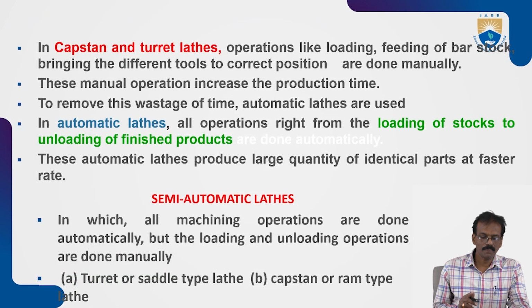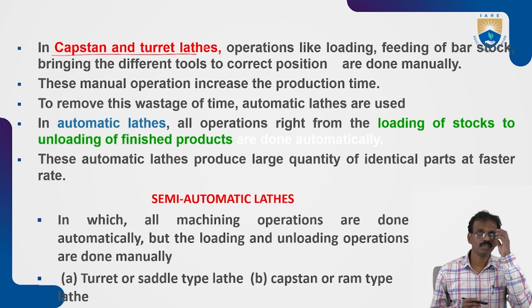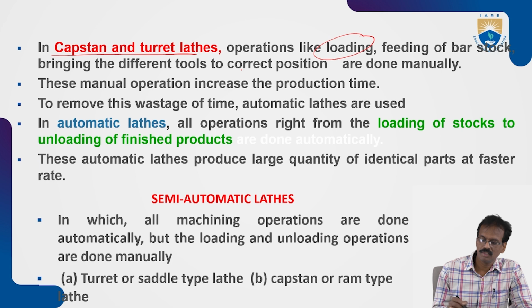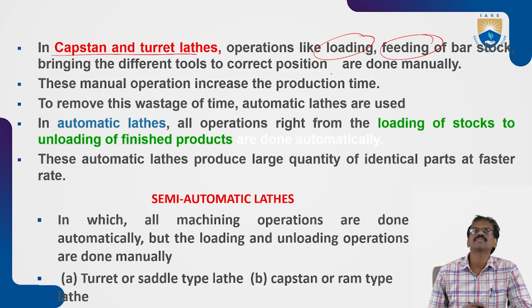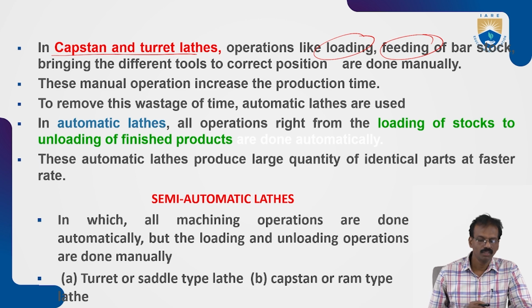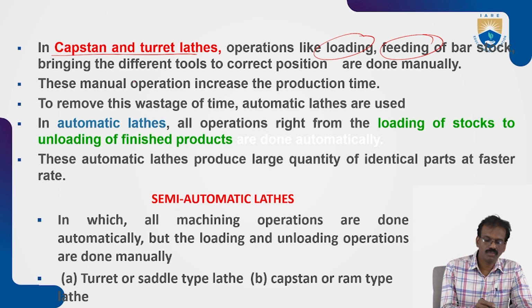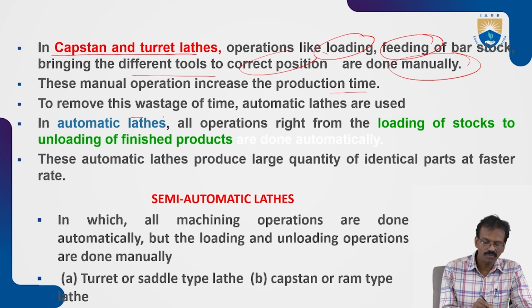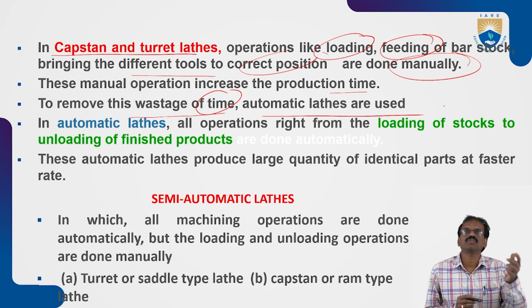In capstan and turret lathes, operations like loading of the workpiece and feeding of the bar, and setting the different tools to the correct position, are done manually. So these manual operations increase the production time. To remove this wastage of time, automatic lathes are used. You know this one, so completely automatic.